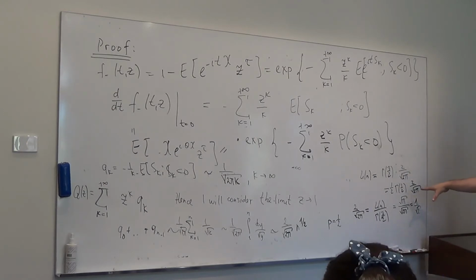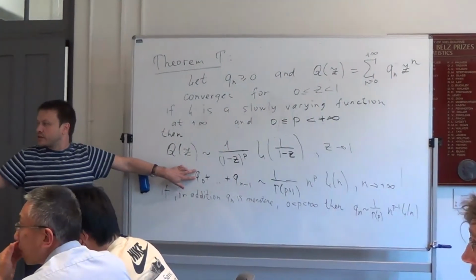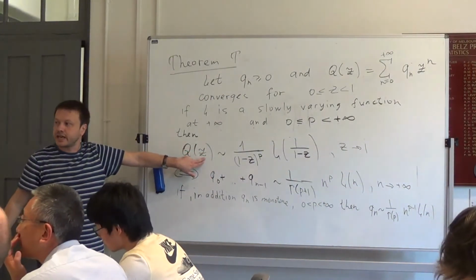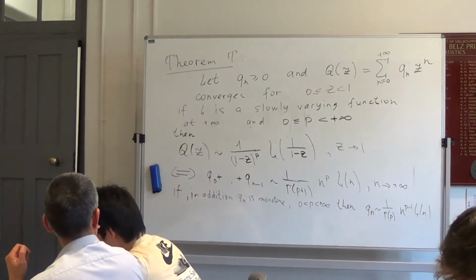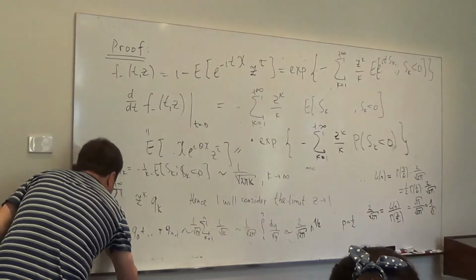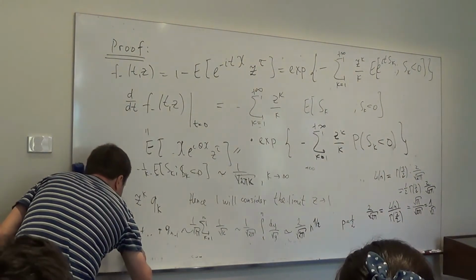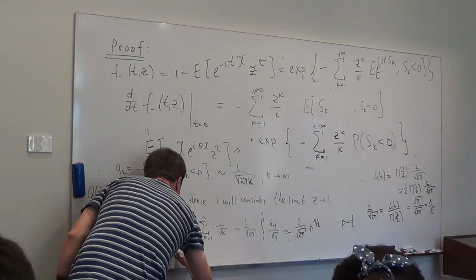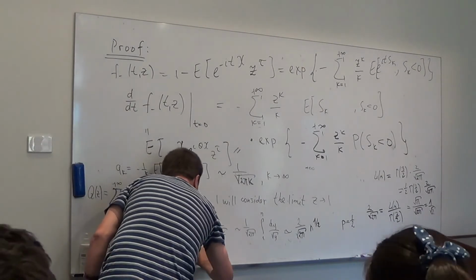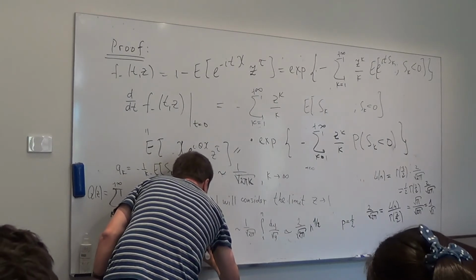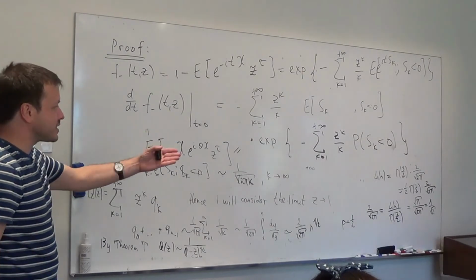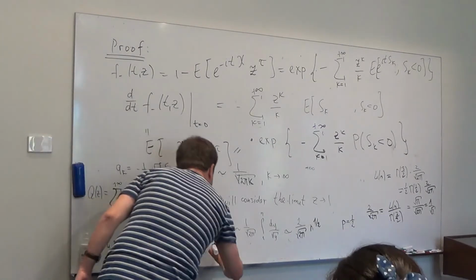So now, once I have all those coefficients, indeed this is satisfied. I found this asymptotics with this constant, with p equals 1/2. Now I can say that Q(z) is going to behave, by theorem T, Q(z) is equivalent to 1 over (1 − z)^(1/2) times L(1/(1 − z)), but this is just 1 over the square root of 2, right? So that's a constant.